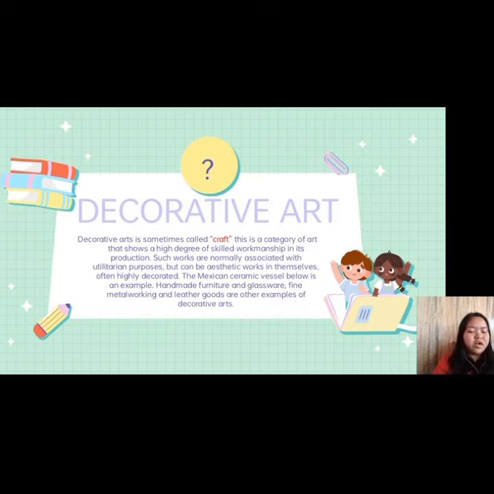Many decorative arts, such as basketry or pottery, are also commonly considered to be craft, but the definition of both terms is arbitrary. It should also be noted that the separation of decorative art from art forms, such as painting and sculpture, is different, since painting and sculpture are considered as fine arts. So next slide.